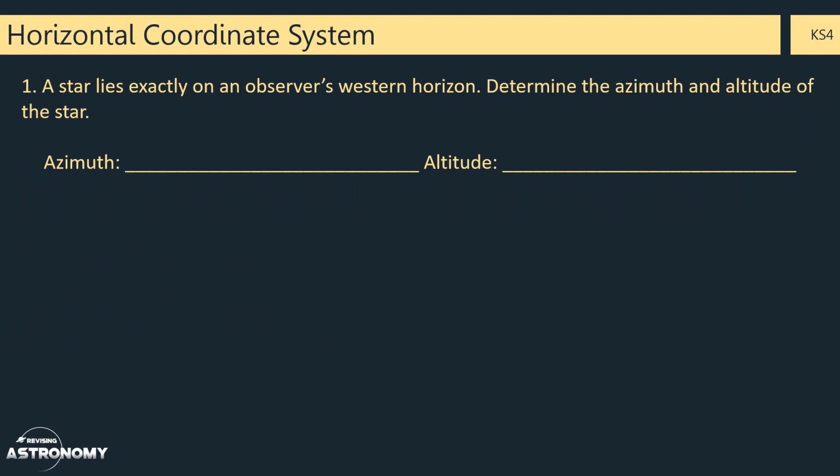So hopefully you've managed to have a go at those questions in the Key Skills booklet. So let's go through the answers so we can see how well we've done.